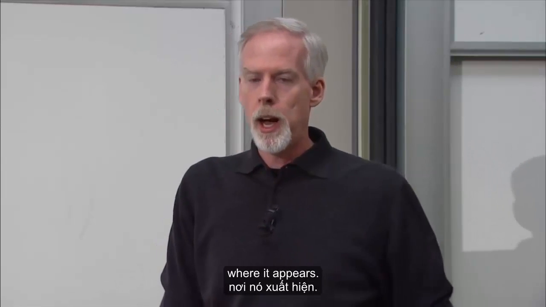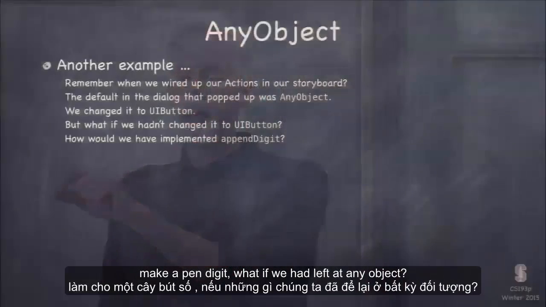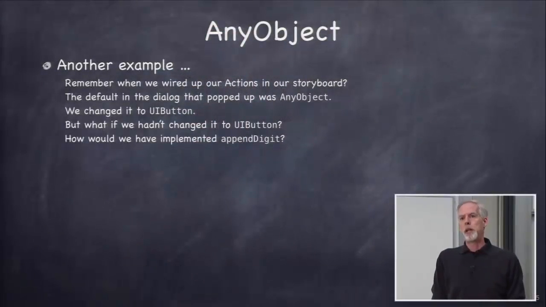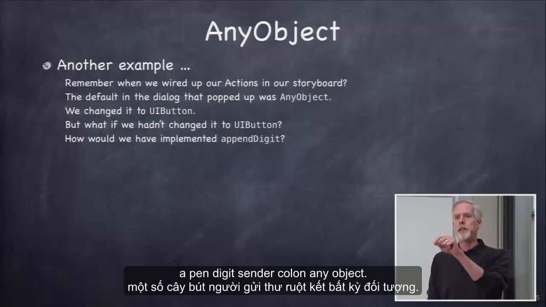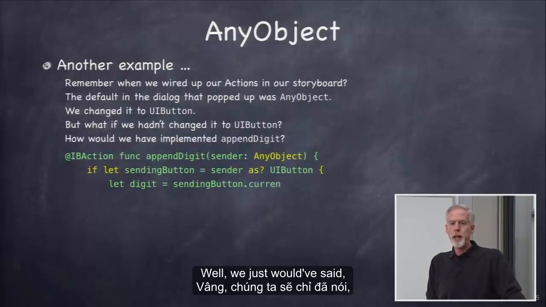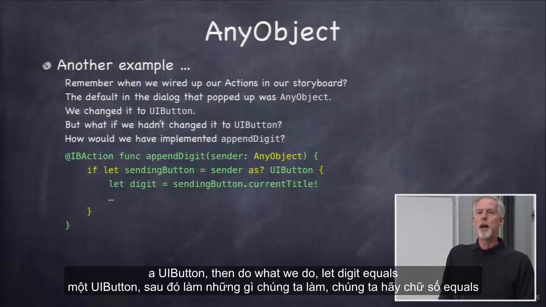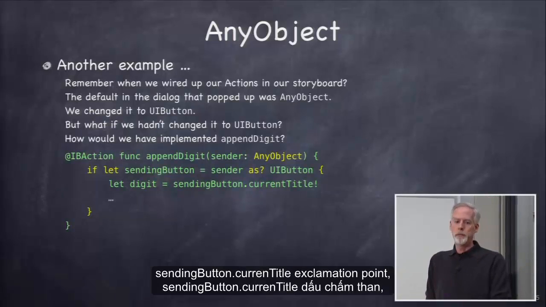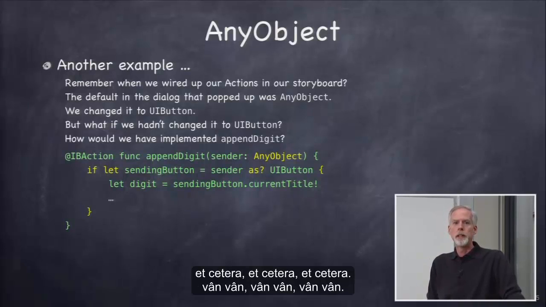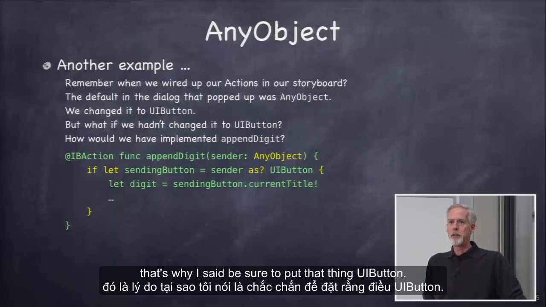Another example of AnyObject and where it appears. When we control dragged to make appendDigit, what if we had left it AnyObject? Okay, so we had appendDigit sender colon AnyObject. How could we have dealt with that? Well, we just would have said, if we can let sendingButton equal sender as UIButton, then do what we do. Let digit equal sendingButton.currentTitle, exclamation point, et cetera. Make sense? But we didn't want to put that extra if let, and I hadn't taught you about as, so that's why I said be sure to put that thing UIButton.